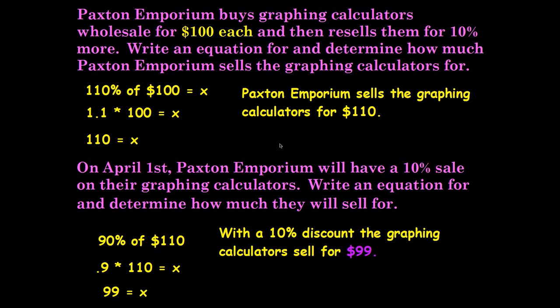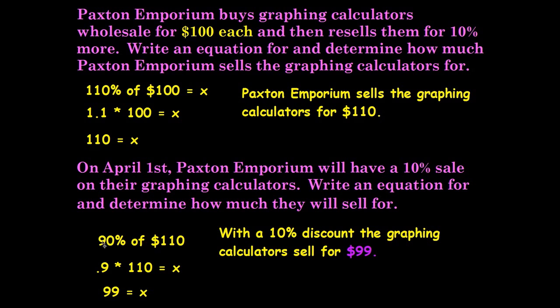Now, the second part of the question relates to what I'm going to be asking you in the project. Because here it says on April 1st, Paxton Emporium will have a 10% sale on their graphing calculators. Write an equation and determine how much they will sell for. So, if you're having a 10% sale, that means 10% off. So that means you'll actually be paying for 90% of the amount.